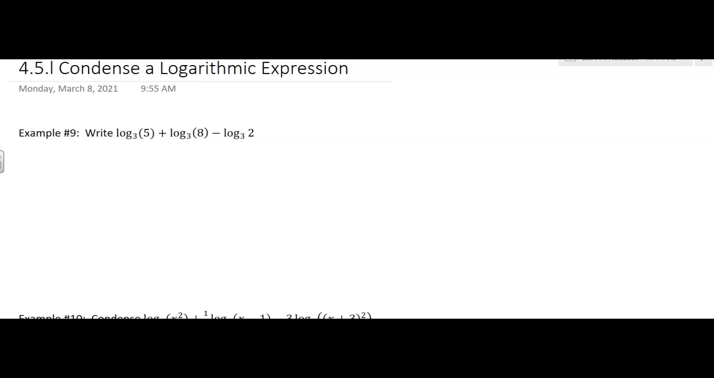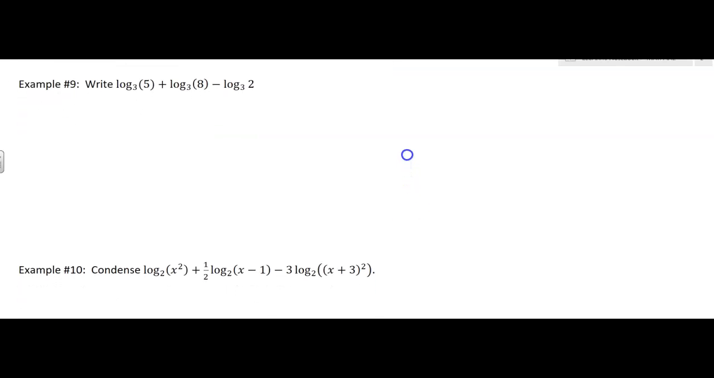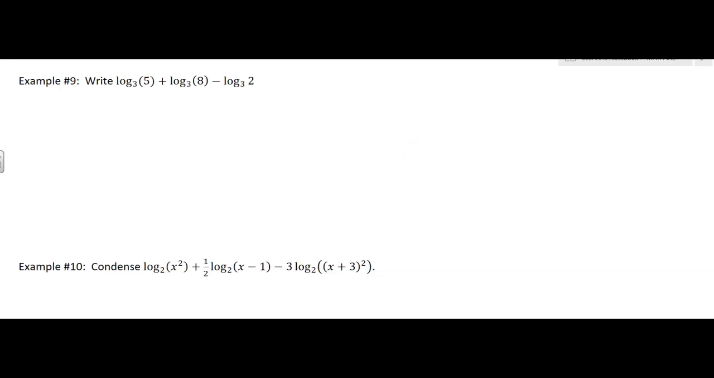So now we're going to condense a logarithmic expression. Remember, the goal is to get it back in terms of one logarithm. All right, first we check the bases. Are they all base 3? Yes, so we can use our property rules.